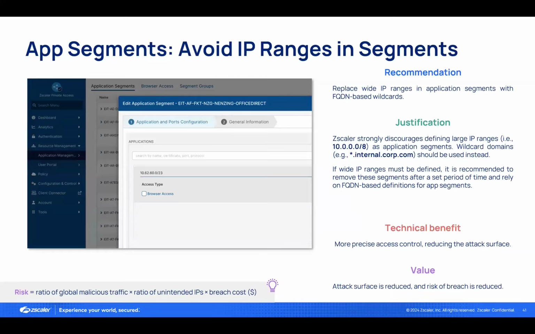Next, it's also recommended to avoid IP ranges when configuring segments. Generally, wildcard domains should be used instead. If wide IP ranges must be defined, it's recommended to remove these segments after a set period of time and rely on FQDN-based definitions for application segments. This provides you more precise access control and reduces your attack surface.